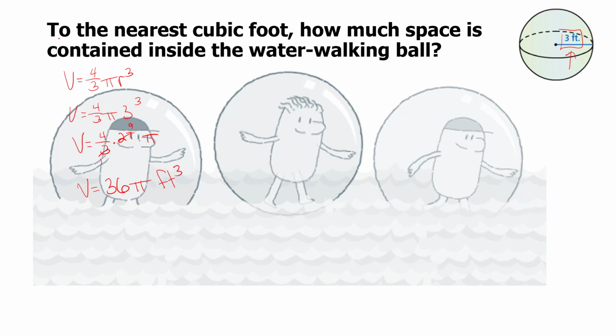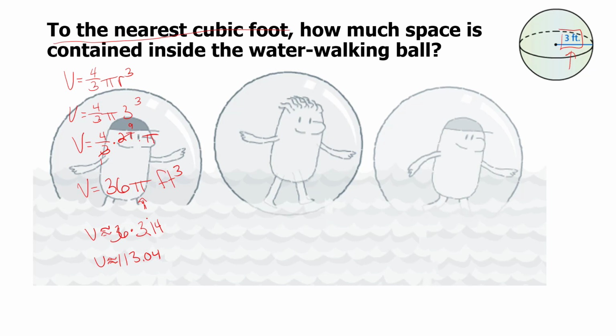We're almost done, but we're giving an answer to the nearest cubic foot, which gives the indication that we need to round or estimate. So at this point, just like we did for area and just like we did for circumference earlier this year, we need an approximate value that represents pi. And that value is 3.14. And so we will multiply our 3.14 by the coefficient 36. And 36 times 3.14 gives us 113.04.